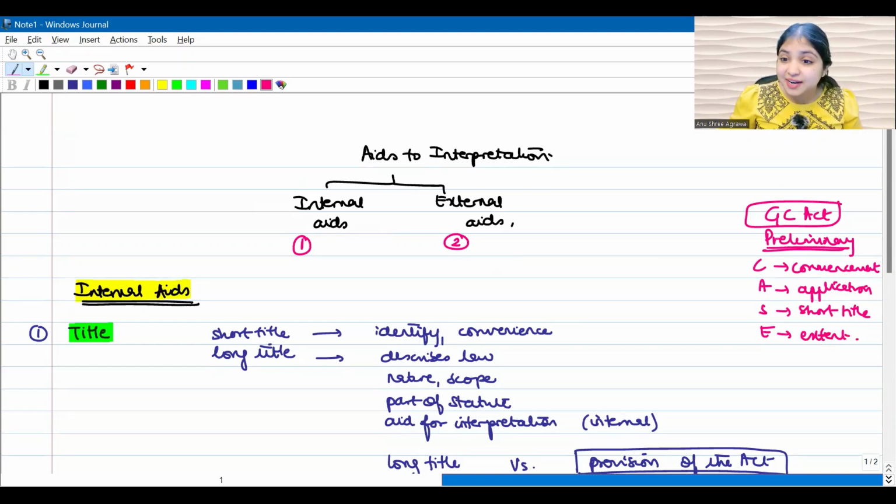So in the GC Act, we had learnt about preliminary, and preliminary is generally section 1. And are you noticing section 1 is containing the short title? So short title is a part of section 1, and short title is anyways a part of the act. My focus is here about long title.